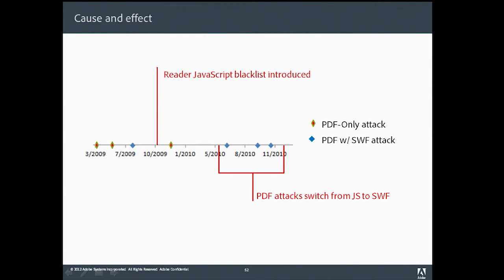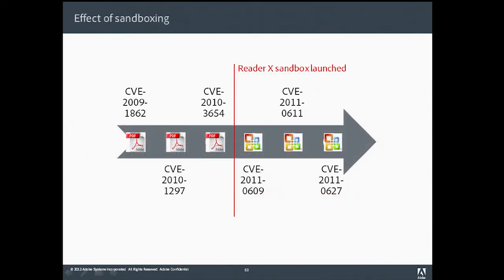So when we introduced the JavaScript blacklist, people were attacking Reader. They were doing JavaScript and PDF attacks. We introduced the blacklist. They tried one more time with the JavaScript bug. They realized it wasn't really working. And that's when they switched to PDFs, Swifts and PDFs. Right, so rather than try to find a way around the JavaScript blacklist, they just switched their MO and tried a different technique rather than trying to get around the mitigation. And the same thing occurred when we deployed sandboxing.